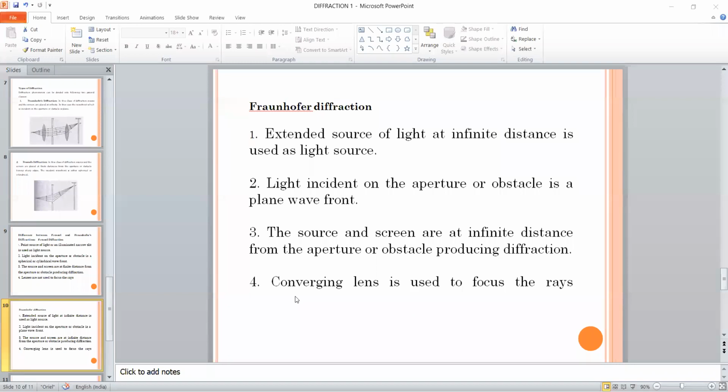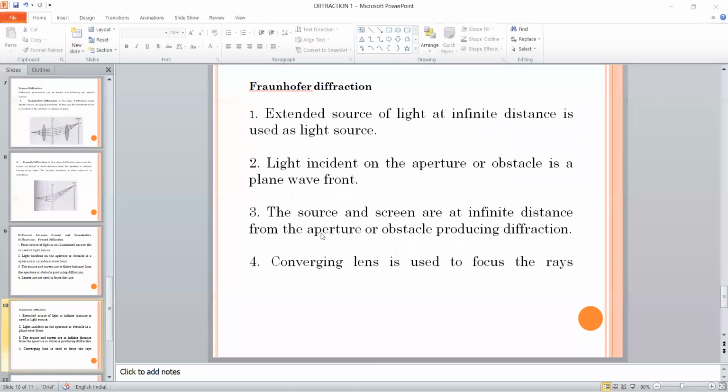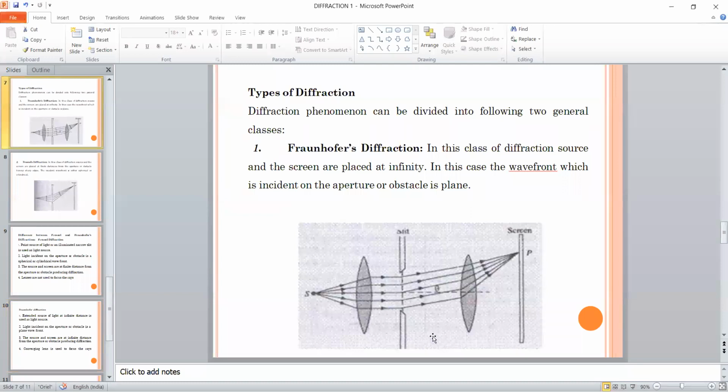So to converge the rays, here we use a lens. So I think you all understand clearly what the Fresnel diffraction is and what the Fraunhofer diffraction is. So these pictures indicate the Fraunhofer diffraction. This is the lens and this is the slit. And here it is the source which is at a long distance. With the help of the lens only, we can observe the image on the screen.